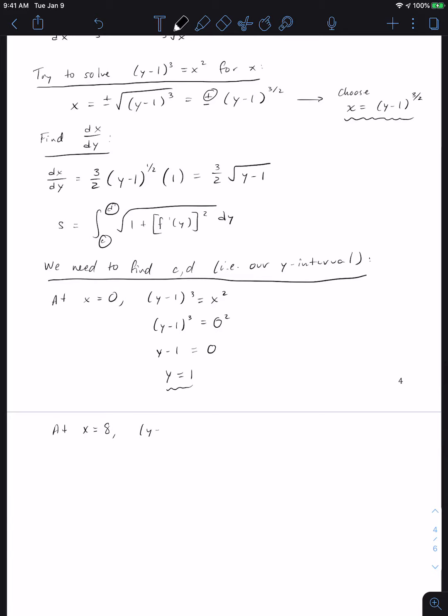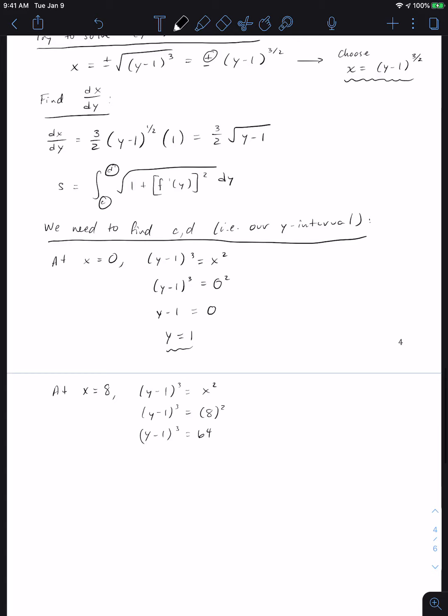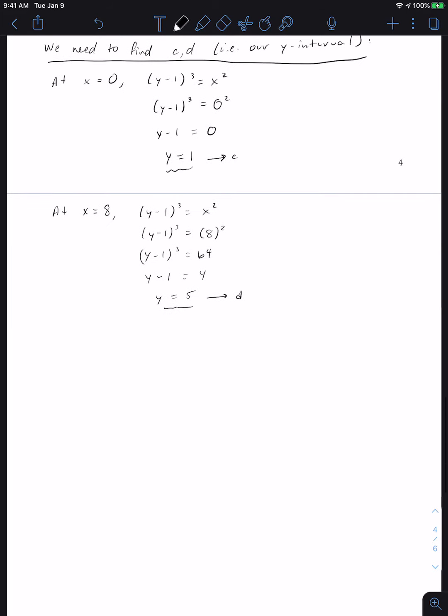At x equals 8, right? Because that's my ending x value given by the problem, I get y minus 1 cubed equals x squared, but again, x in this case is 8. So I get y minus 1 cubed equals 64. The cube root of 64 is 4. So I get y equals 5. Right? So this is my starting y value, and this is my ending y value. Now we're ready to go. Right? So now we find the arc length.